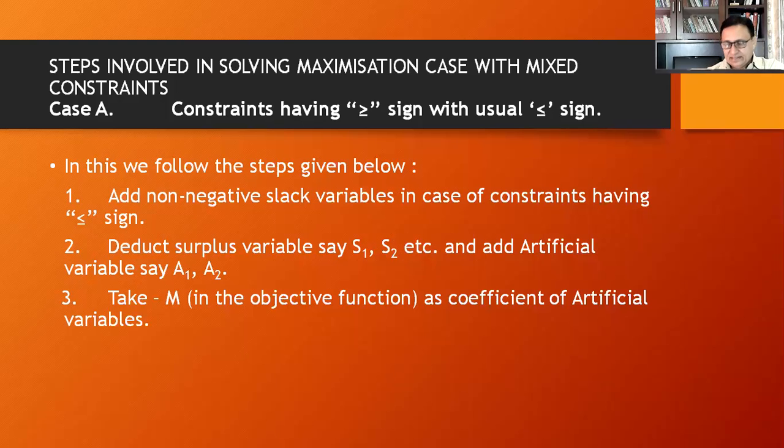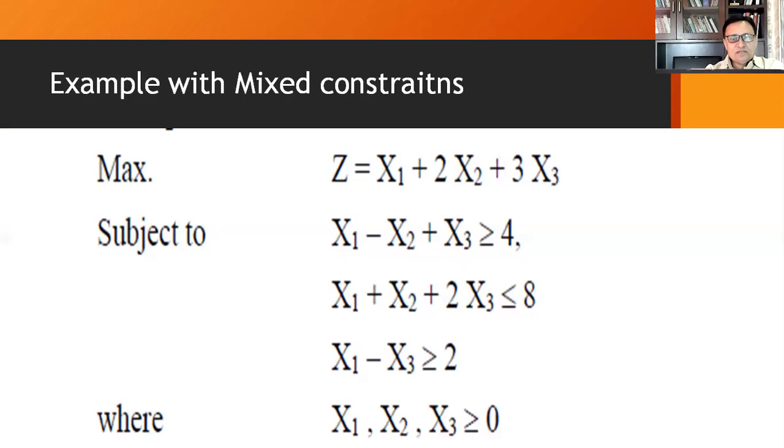So this should be taken care of while doing questions with mixed constraints in the Big M method. Let us take an example. With the help of the example, we will understand how things change, how the first table is formulated, and how we get to the optimal solution.